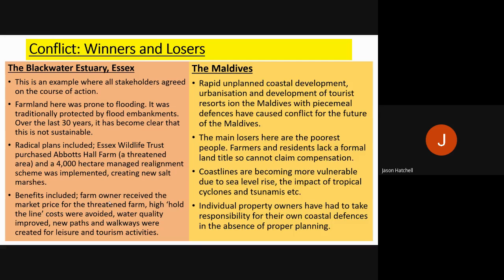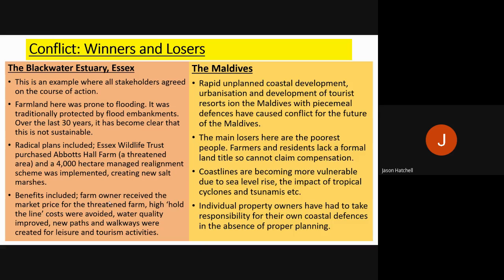That's an example where all stakeholders, so businesses, farmers, the public, the local council, the government, all agreed on the course of action. Now, that's very rare that you get all of the stakeholders to agree. So they were all winners. Now, the Maldives is a bit different.